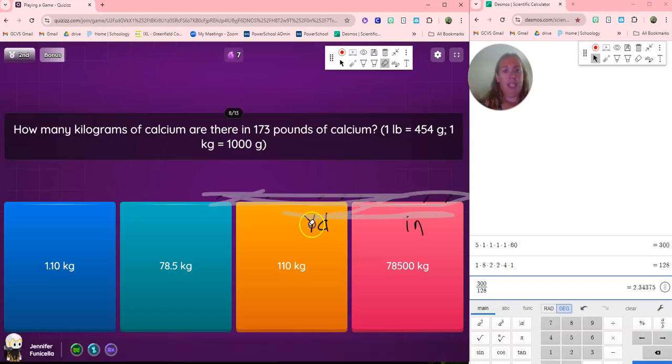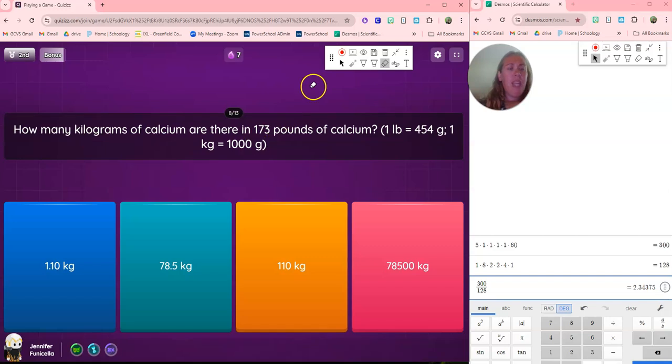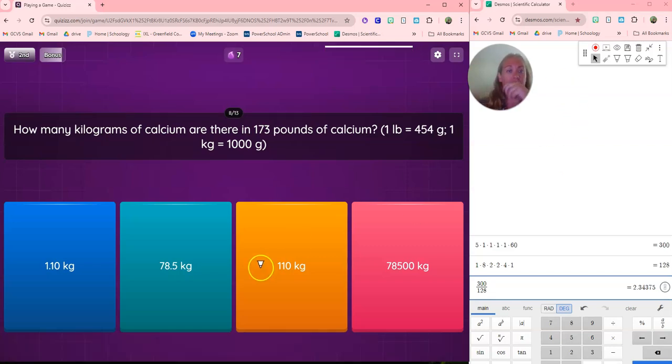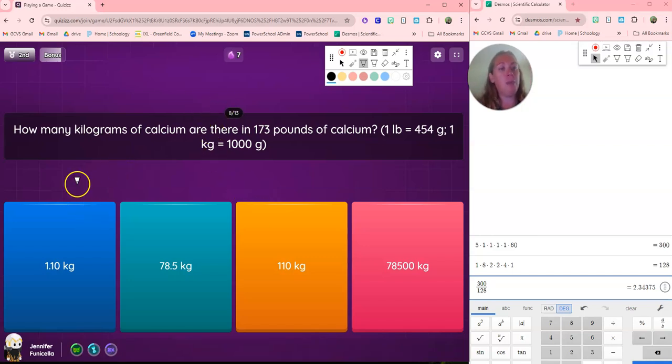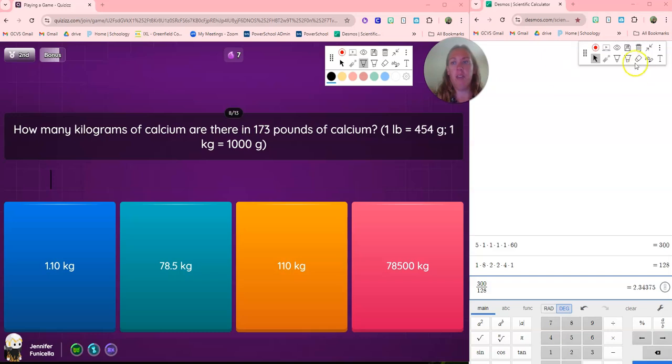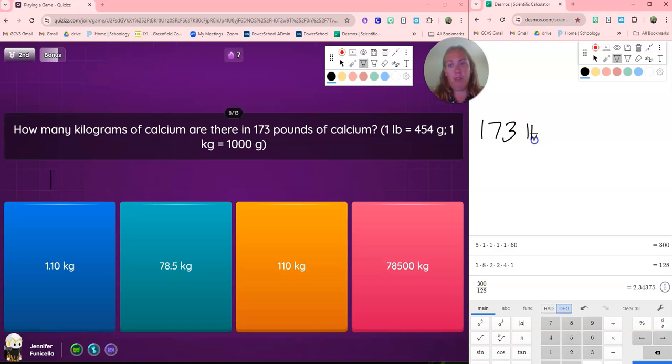Okay, question 8. How many kilograms of calcium are there in 173 pounds of calcium? Okay, so we are starting with, oh, I can do it over here. Okay. 173 pounds. And we want it in kilograms. Right? It's asking for kilograms to be our final answer.